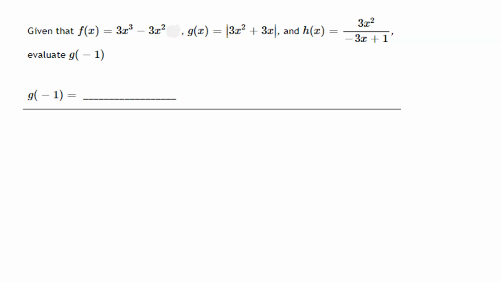In this example, we are given three different functions and we are asked to evaluate g of -1. Let's break down what that means. So here we have -1. This represents our input value. If we are thinking about this in terms of the vending machine analogy, that means we're pushing the button -1 and we want to see what snack pops out.